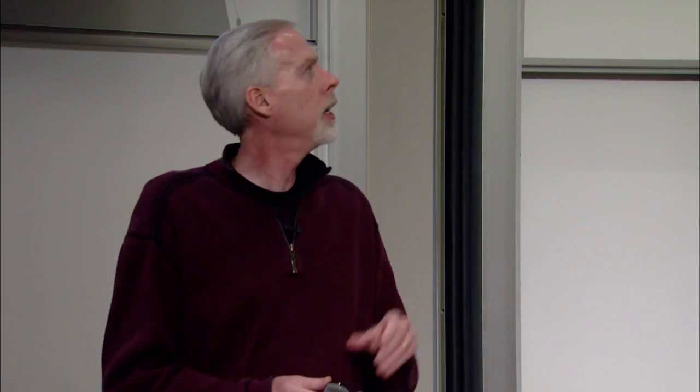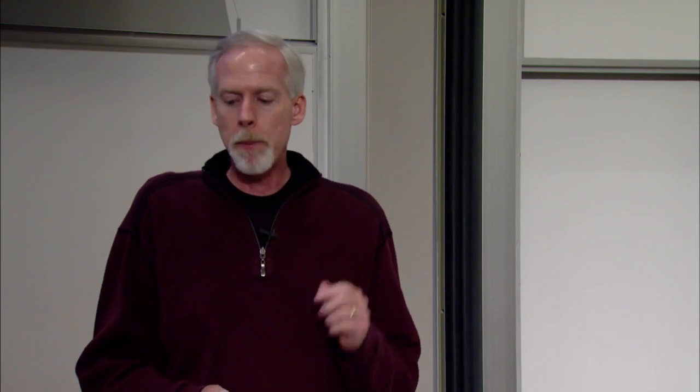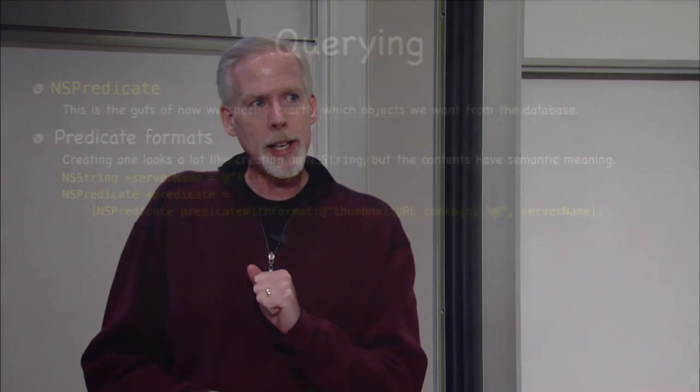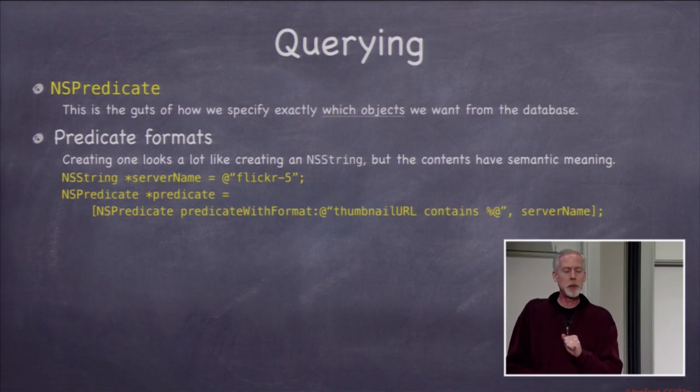All right, predicate. So this is the guts. This is the thing that says, which photos do I want? Which photographers do I want? And the NSPredicate looks a lot like NSString when it comes to creating them.